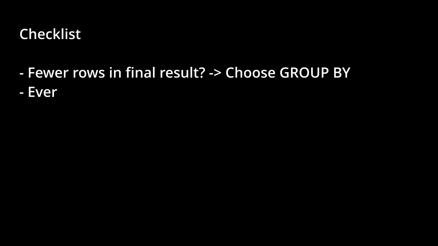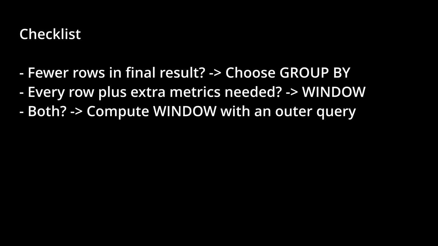Do this checklist. Do I want fewer rows in the final result? Choose group by. Do I need every row plus extra metrics like rank, percentage of total, or moving averages? Choose a window. Do I need both? Compute a window, then filter in an outer query.